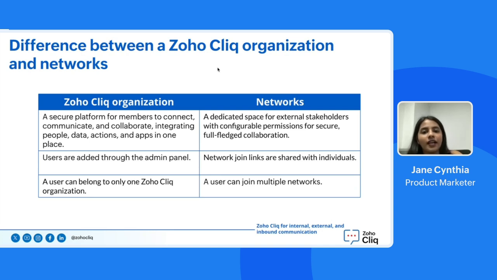A network also has an admin panel where you can add users and customize your network. Also note that a user can be a part of multiple networks. It's not like how a user can be a part of only one Zoho Cliq organization. Here, a user can be a part of multiple networks.